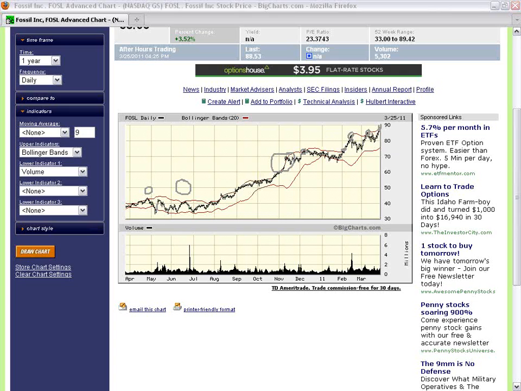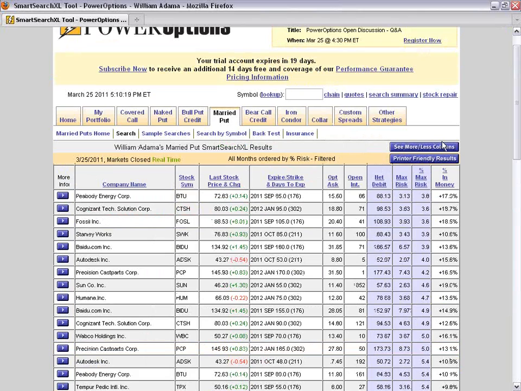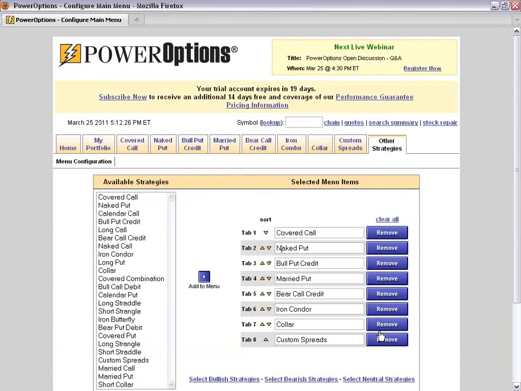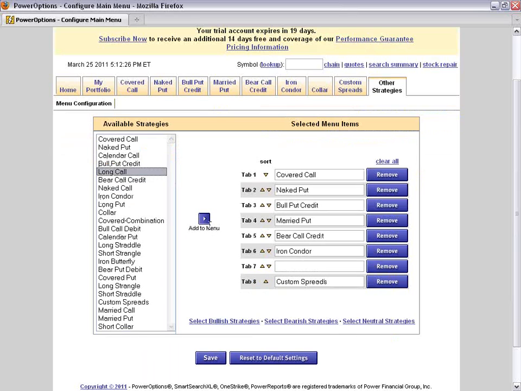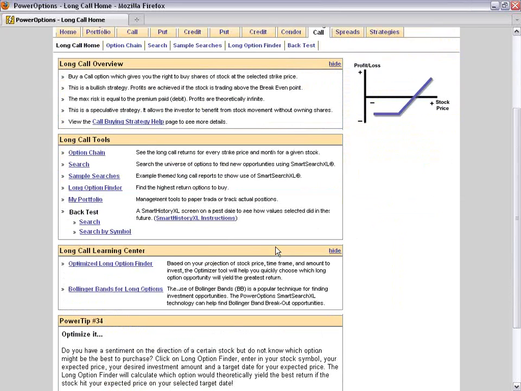I follow Ernie's rules of thumb on this, and if you want to read more about that, I don't have it selected, so let me go into the menu here. I'll take out collar for the time being and add long call to my available tabs. If you go into the long call or long put home in the Learning Center, there's an article there for Bollinger Bands for long options. This is the technique Ernie wrote up, and the settings I use when I'm using Bollinger Bands for my search.